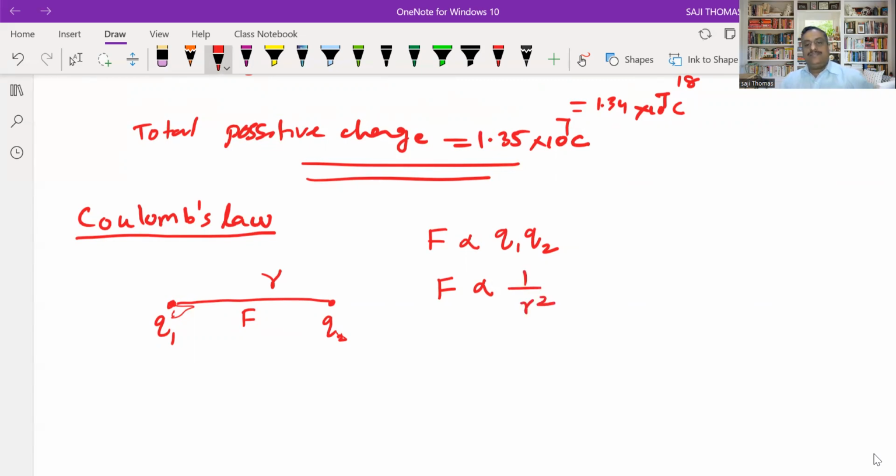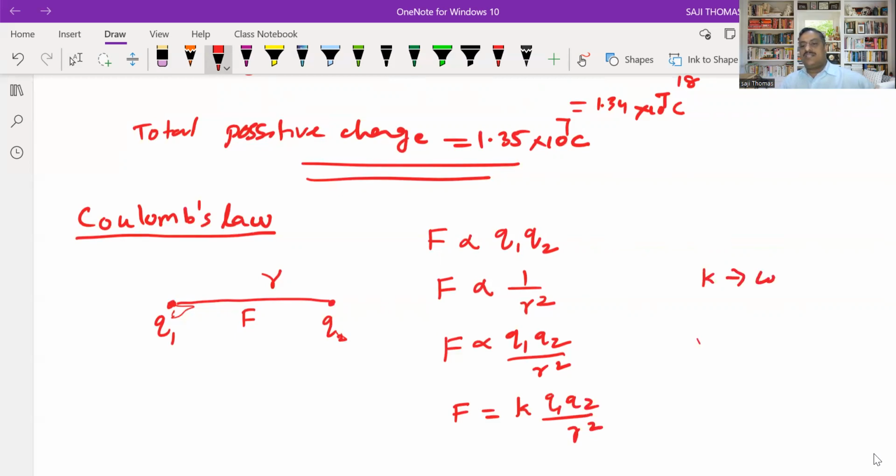So we can combine these two facts. F proportional to Q1 Q2 by R square. So F equals K Q1 Q2 by R square. This small k is a constant. This constant depends on the medium in which the charges are placed. Okay, so k is a constant. Its value depends on the medium in which the charges are placed. So this is Coulomb's law.